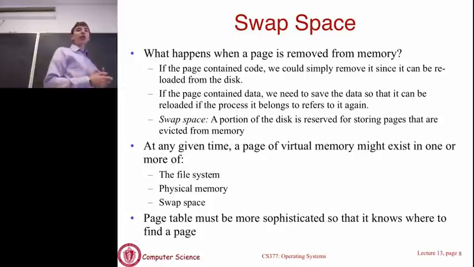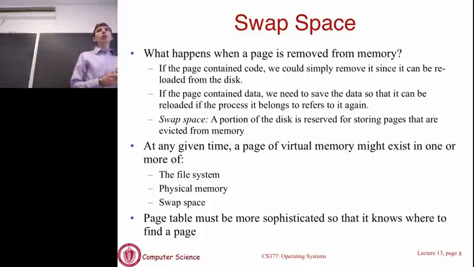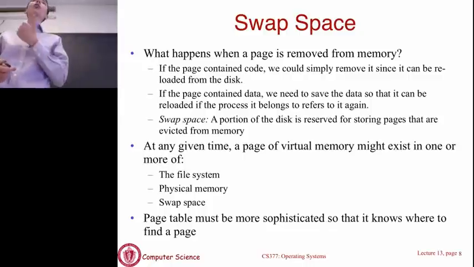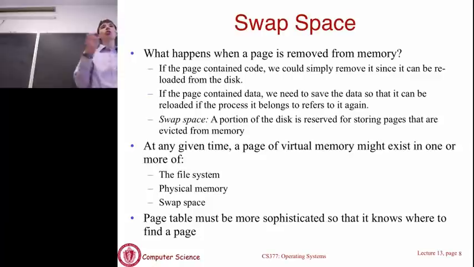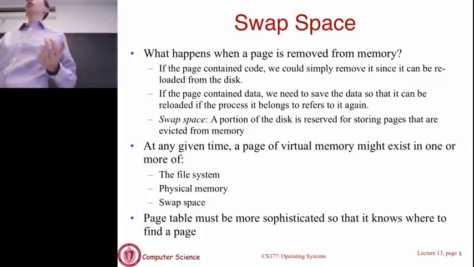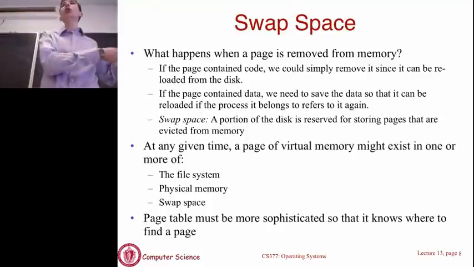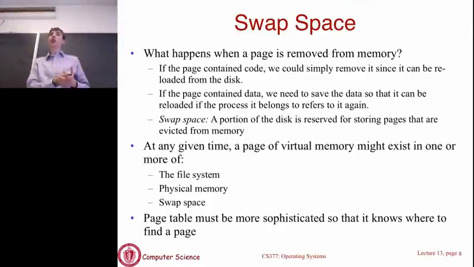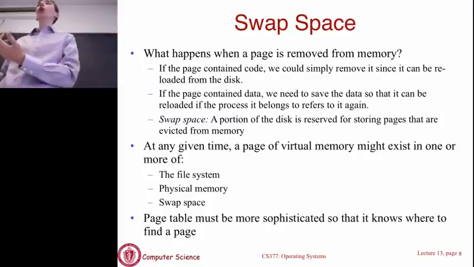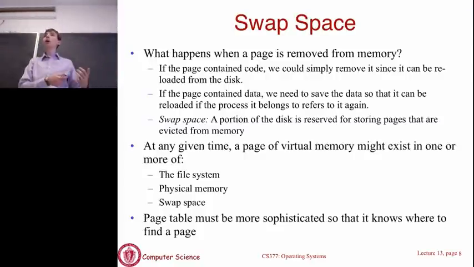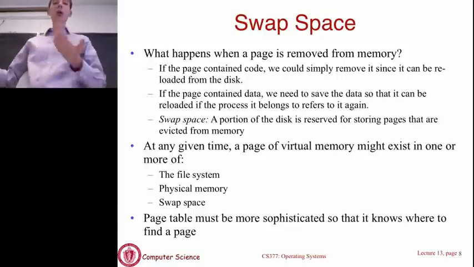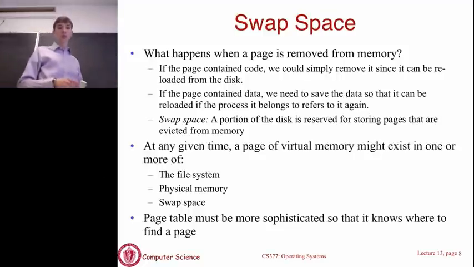So essentially, at any given time, we have pages of memory that could be in the file system, or physical memory, or swap space, or some combination of the three. There are a number of different places that pages could exist, because remember, originally everything has to be sitting on the disk somewhere. When you start up a program, you're typically starting it from a file on disk. It loads into main memory, but as it gets swapped out, it may end up in swap space.